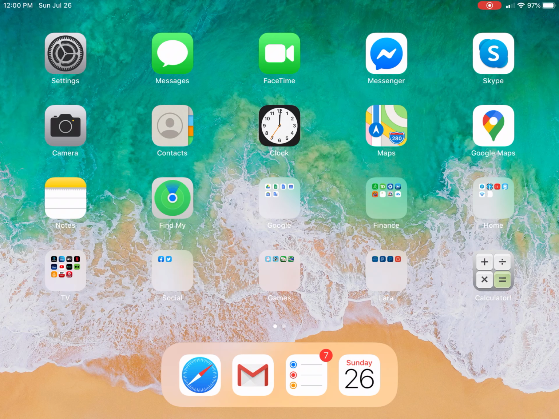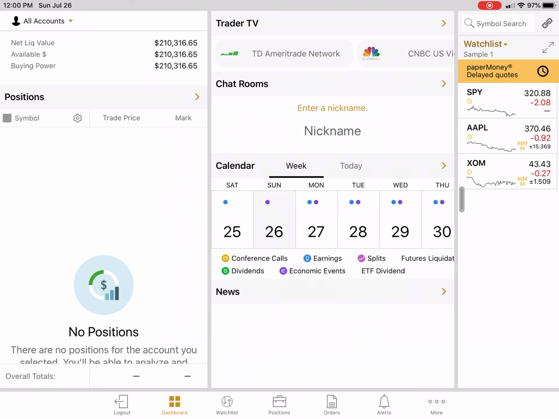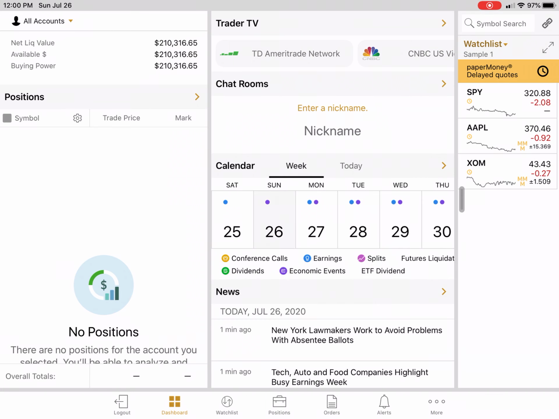This is a video to show how to do a cash covered put with Thinkorswim. I'm on my iPad and I'm going to select the Thinkorswim app. Notice I have the paper money account selected.